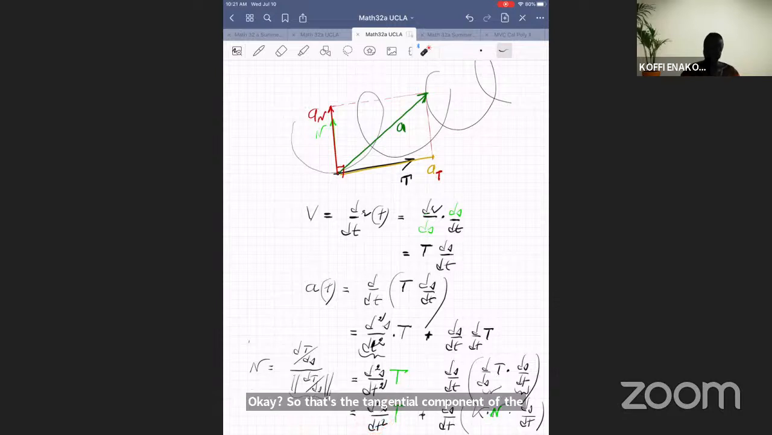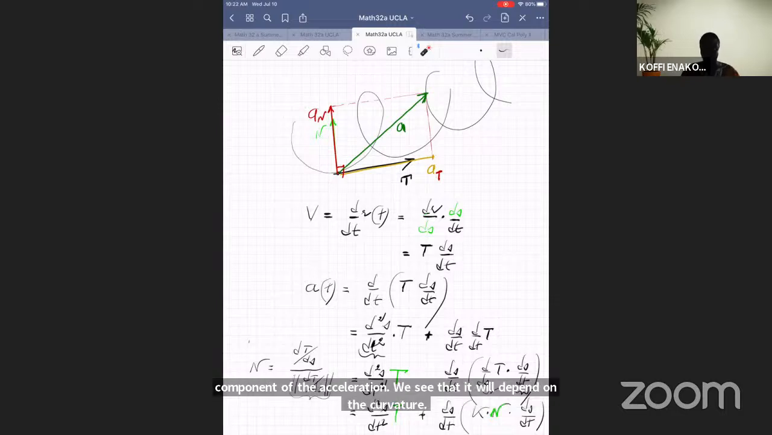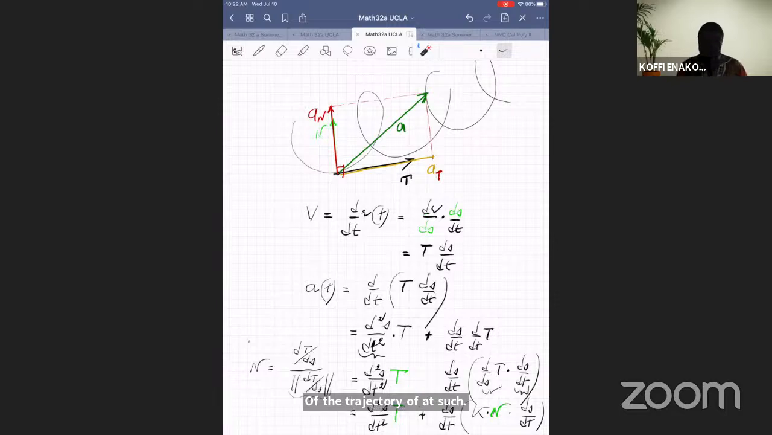Now, what I need to add to this is the normal component. I already found the tangential component as the derivative with respect to t of the speed. Okay, I need now the second component, which is the normal component of the acceleration. We will see that it will depend on the curvature of the trajectory at such point. Let's see how.